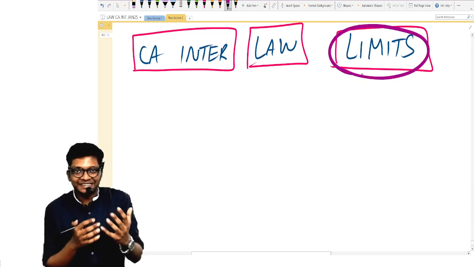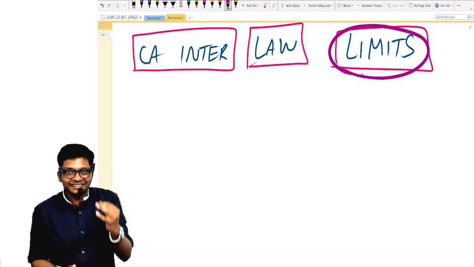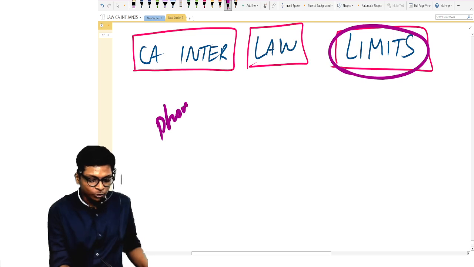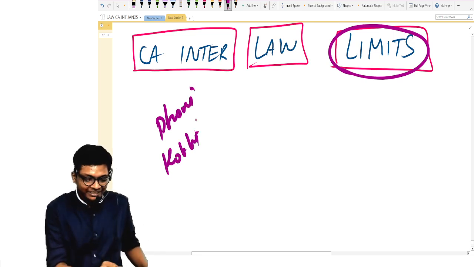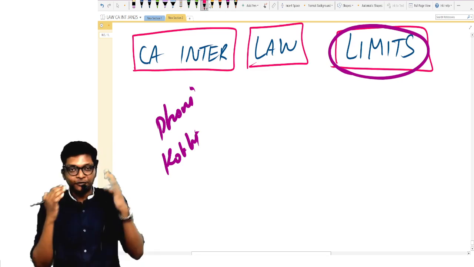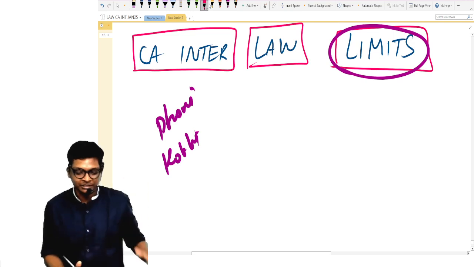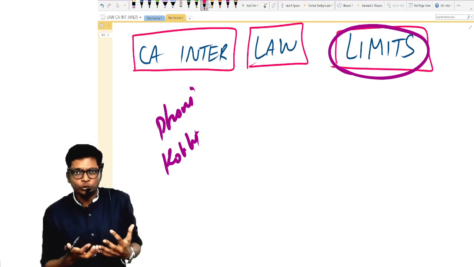For example, in cricket, if I ask who hit the highest sixes in IPL, you're going to say Dhoni. Who has the highest runs in IPL? You're going to say Virat Kohli. Most of you watching cricket will know the answer. I don't have to teach you this. But in law, there are so many limits.